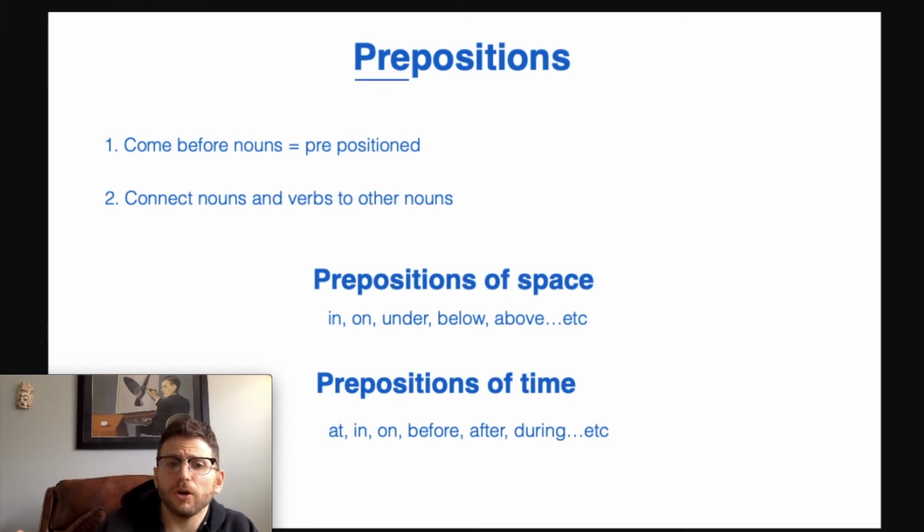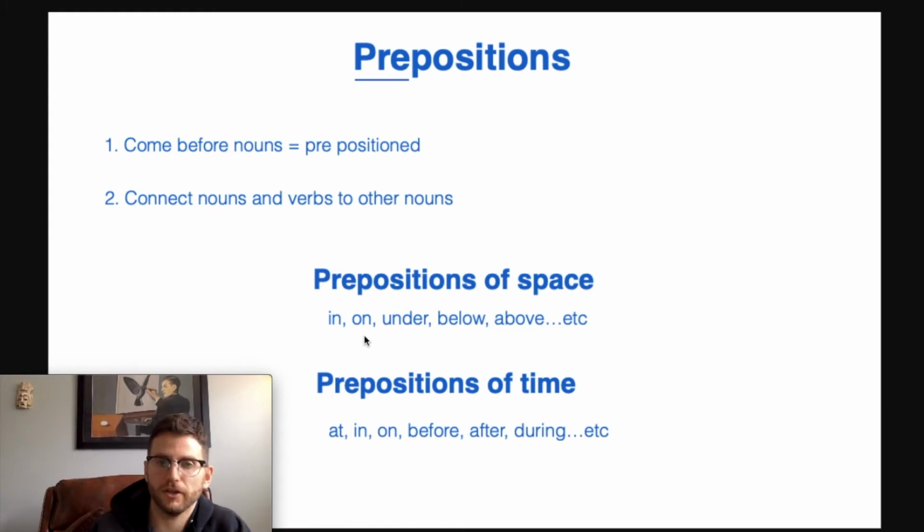So, for example, showing a relationship between two nouns in space, I might use the preposition in. The book in my backpack. What's the relationship? Well, the relationship is between the two nouns, book and backpack, and it is a relationship of space. It's the relationship that one is in the other. Book and table. I could say the book is under the table. The relationship is between the book and the table, and it's a relationship of space.